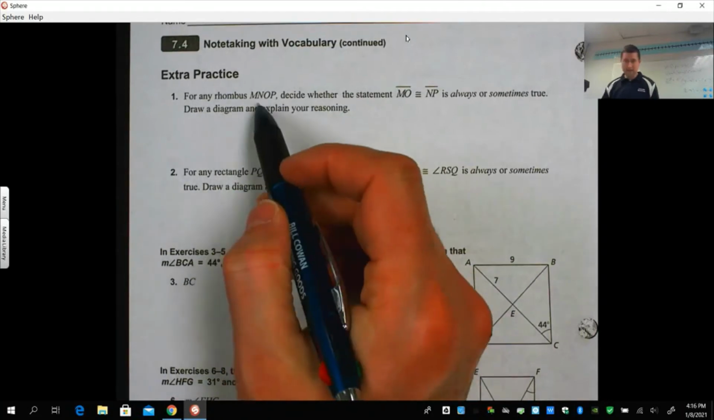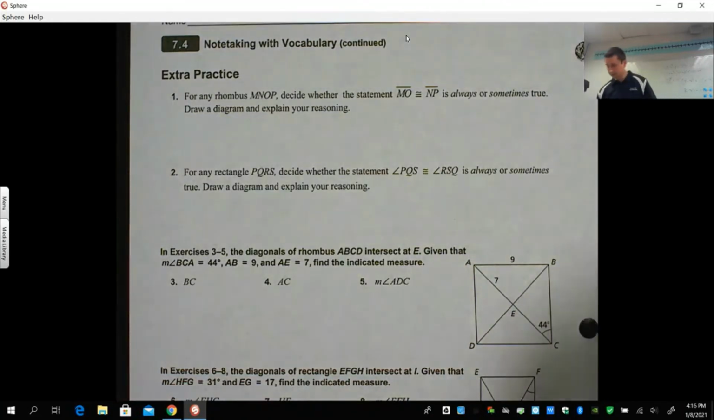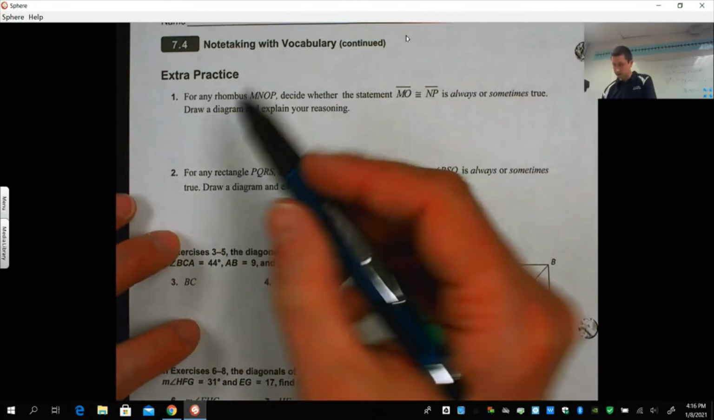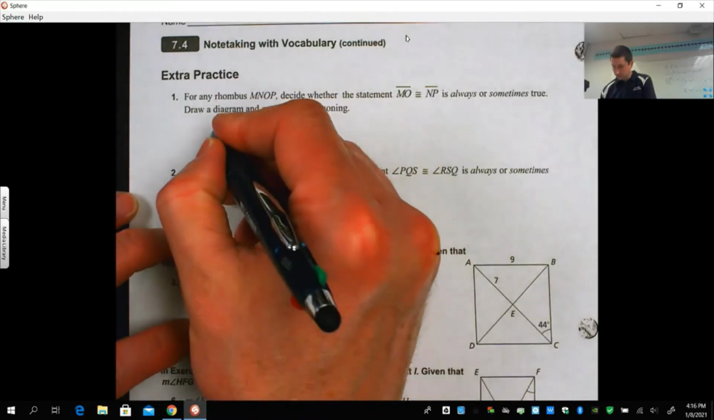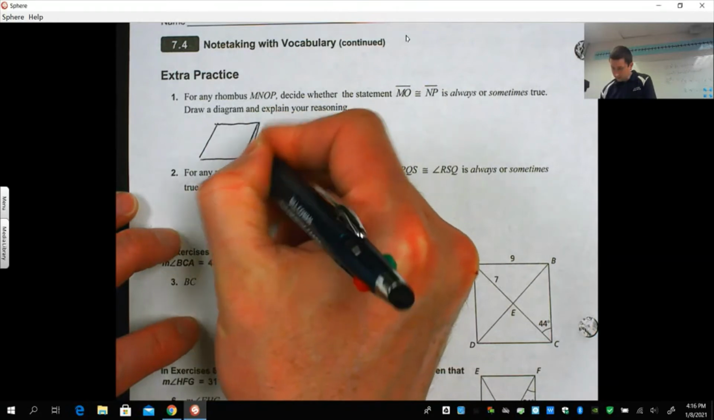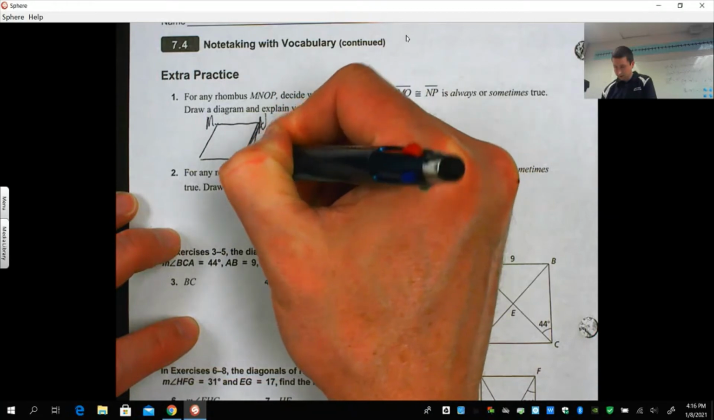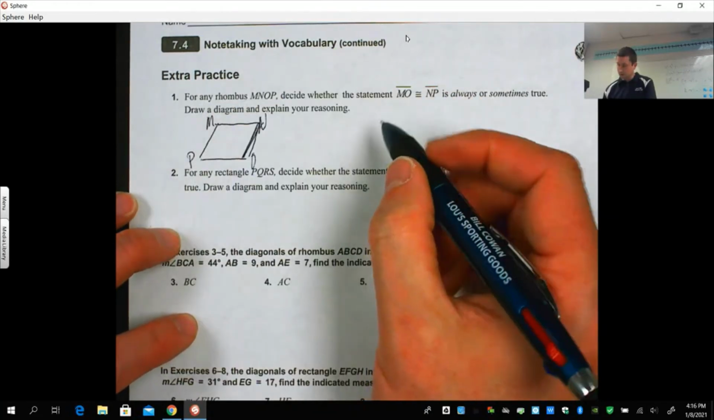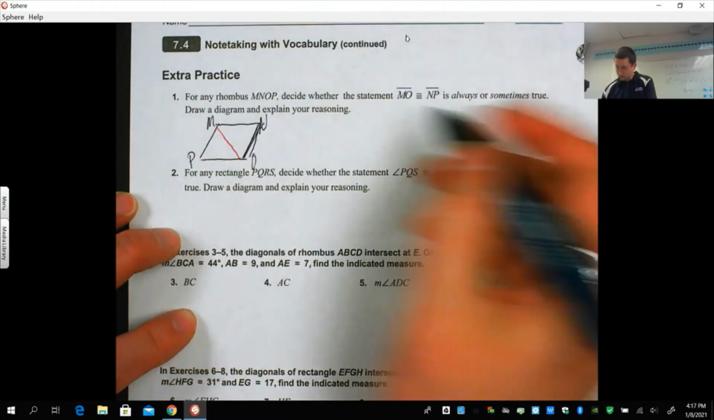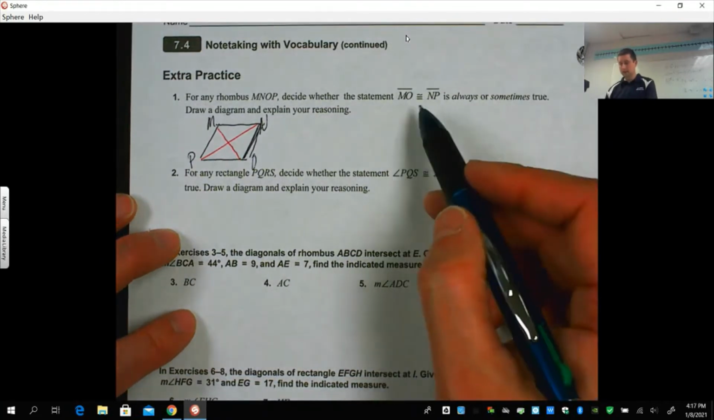For any rhombus MNOP, page 214, any rhombus MNOP, decide whether the statement MO is congruent to NP is always or sometimes true. Draw a diagram and explain your reasoning. So we have a rhombus. Ooh, not drawn very well. There we go, a little better. MNOP. So I just start in a corner, go around. They want to know the statement MO is congruent to NP. Okay? Is that statement always or sometimes true?